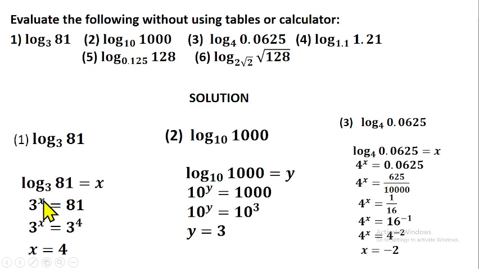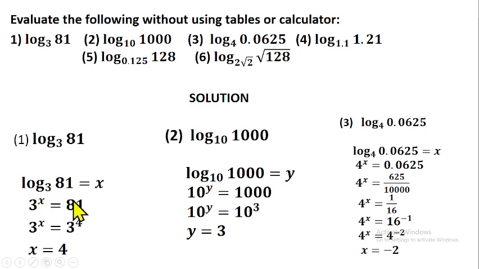So 3 raised to power x equals 81. If I want to change this back to logarithm, I will have the logarithm of 81 base 3 equal to x, which is this at the back. So we are looking for the power of 3. Since we don't know the power of 3, you can call it x. Then 3 raised to power x equals 81. If you understand indices very well, you will know what to do from here.